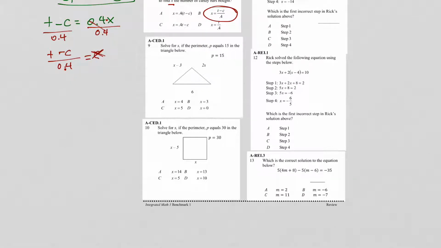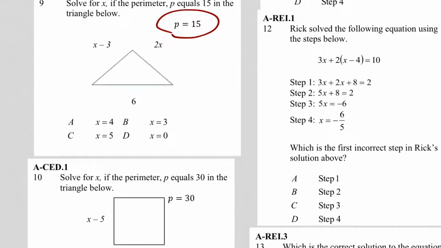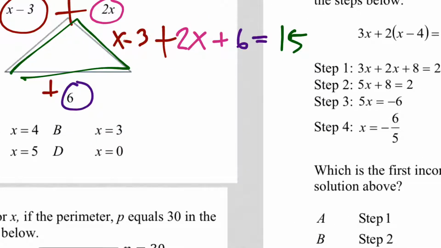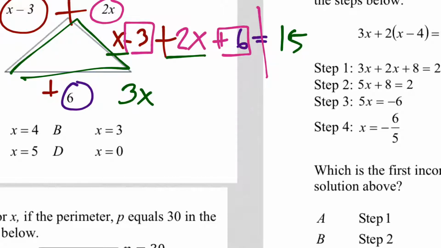Solve for x if the perimeter is equal to 15. Well, we know that perimeter means to add up all the sides. So x minus 3 plus 2x plus 6. This is going to equal the perimeter, which is 15, because perimeter tells us to add up all the sides. Combine like terms, what's x plus 2x? That's 3x. Negative 3 is also a like term with 6 because they're on the same side of the equal sign. So negative 3 plus 6 is positive 3.